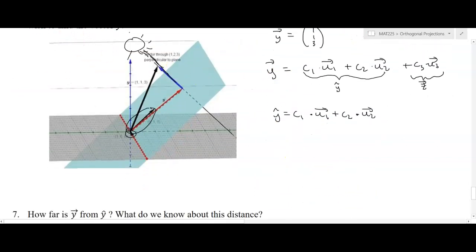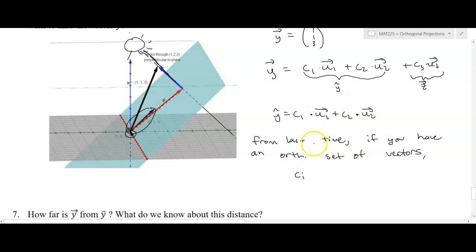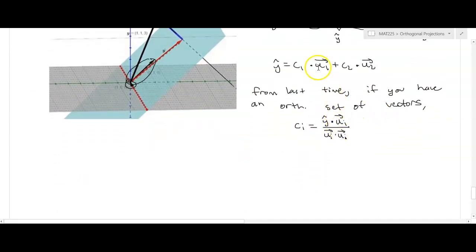But what we know from last time, if you have an orthogonal set of vectors, then ci, the ith coefficient, can be found by taking the vector itself, which in this case is called y hat, dotted with the ui vector, divided by ui dotted with ui. It seems like this formula pops up quite a bit. In fact, it popped up as the value of alpha in our previous example, and that is not coincidental at all. So to calculate c1 and c2, we don't even need to know u3 because this formula only depends on the current vector u that we're finding the coefficient for and the y hat vector.